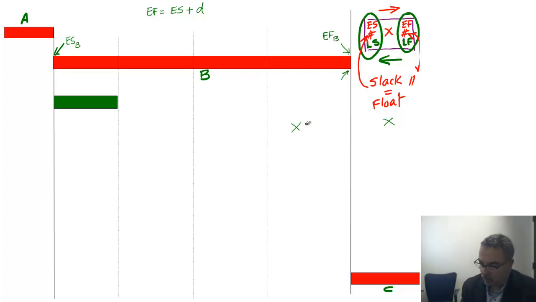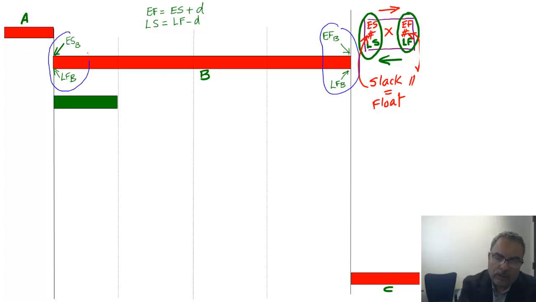So again, we're going to erase these marks here and call this guy the latest finish for task B, and then latest start equals latest finish minus duration, which brings it right here. Latest finish for B. What does it mean? See, this task here has these two values equal and these two values equal. It makes this task a critical task.